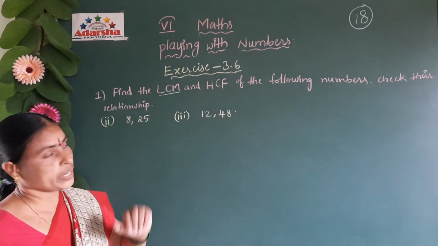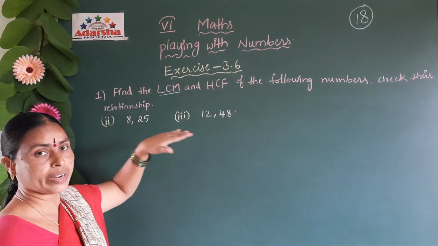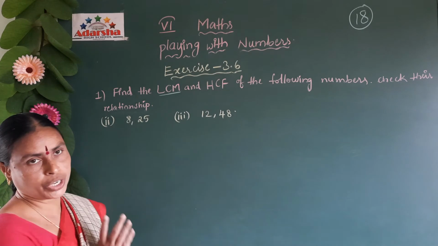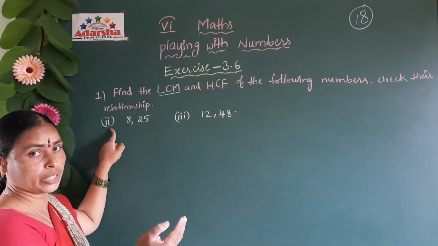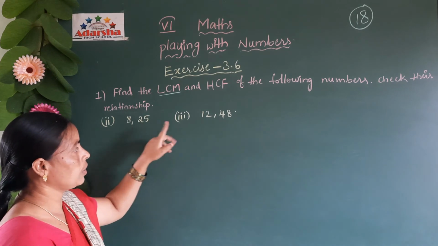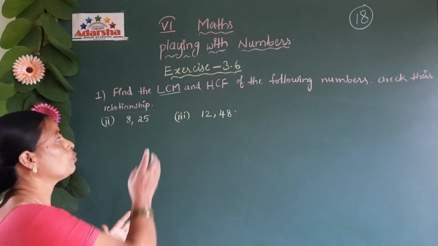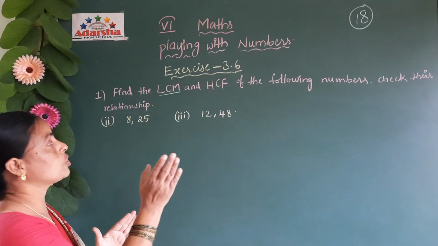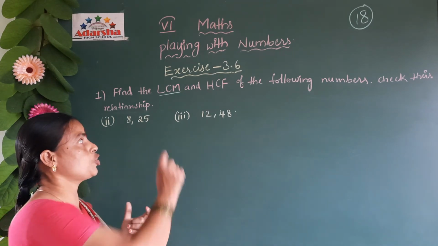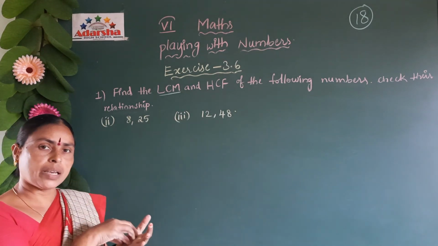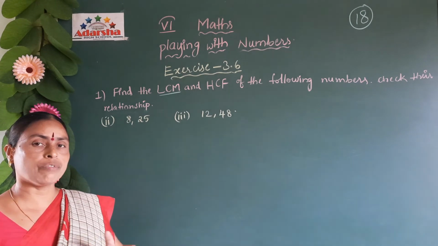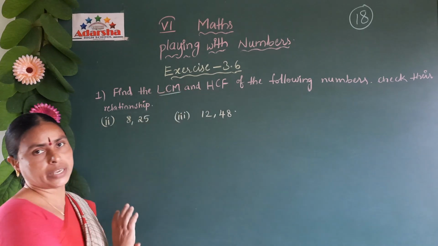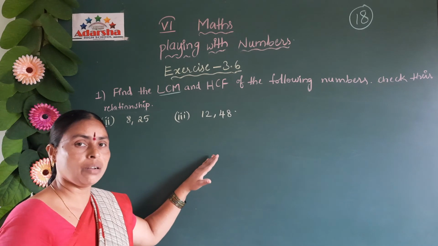Children, from our exercise 3.6, from the first bit your work is: find the LCM and HCF of the following numbers and check their relationship. The first problem we already solved. The second problem is 8 and 25, and the third one is 12 and 48. After finding the LCM and HCF, you have to check that LCM into HCF is equal to the product of the two numbers. These two problems you have to solve yourself.